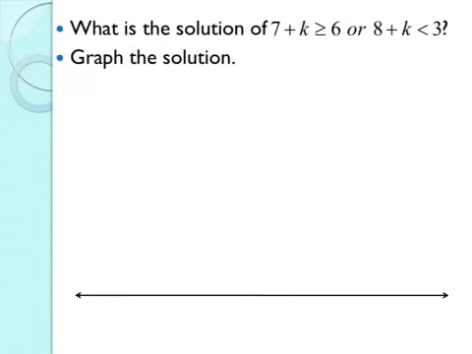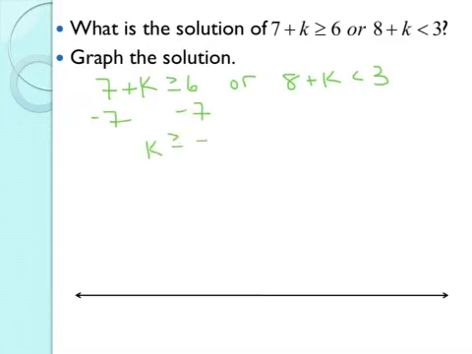Alright, so now let's find the solution to this or compound inequality. So we're going to solve each inequality separately, but we must keep that or in between them. Make sure you bring down that or. It's very important that you do not forget that. Alright, so our key numbers here are -1 and -5. So let's go ahead and plot those on our number line.